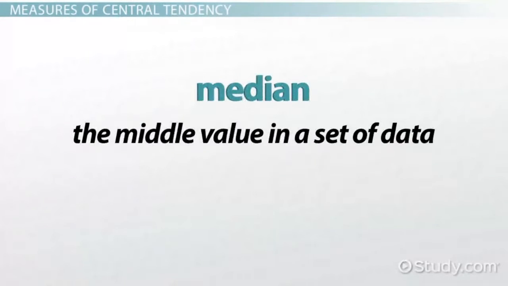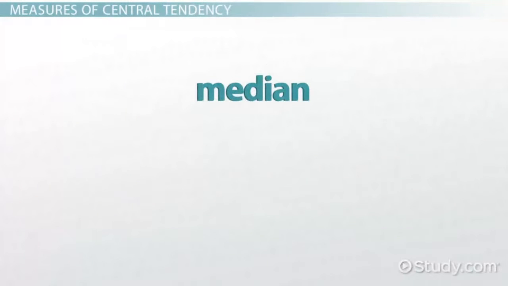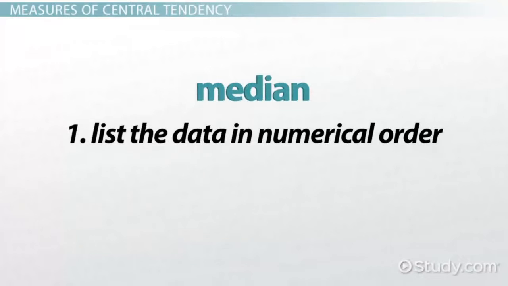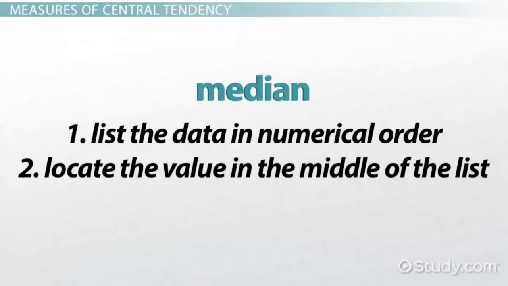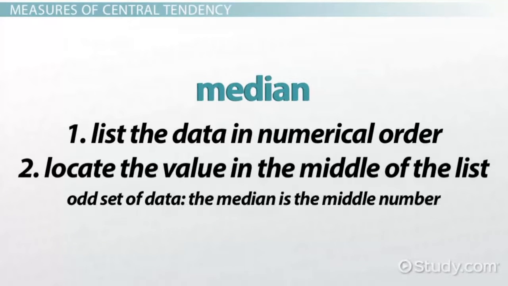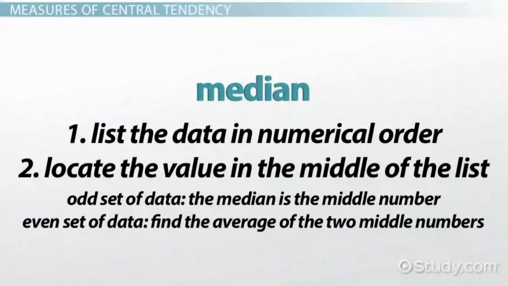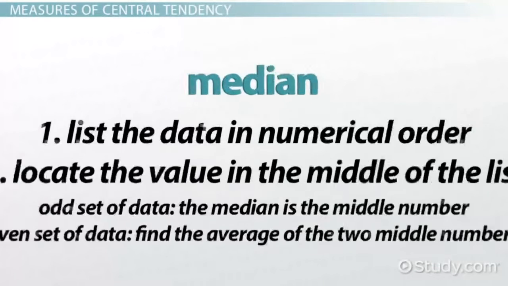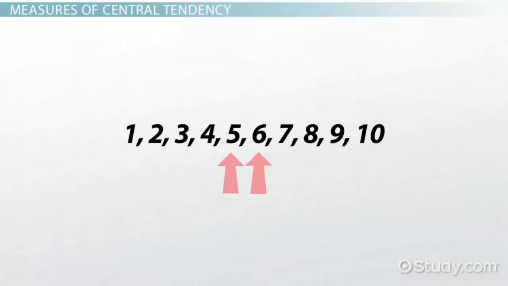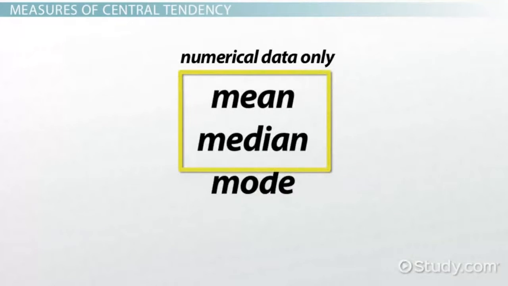The median is a middle value in a set of data. It is calculated by first listing the data in numerical order, then locating the value in the middle of the list. When working with an odd set of data, the median is the middle number. For example, the median in a set of 9 data is the number in the 5th place. When working with an even set of data, you find the average of the 2 middle numbers. For example, in a data set of 10, you would find the average of the numbers in the 5th and 6th places. The mean and median can only be used with numerical data.